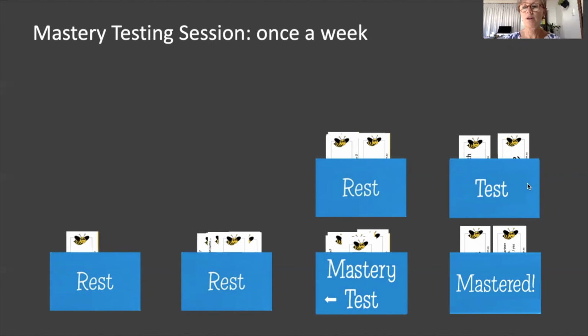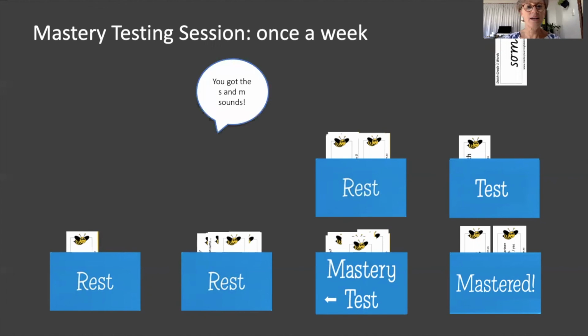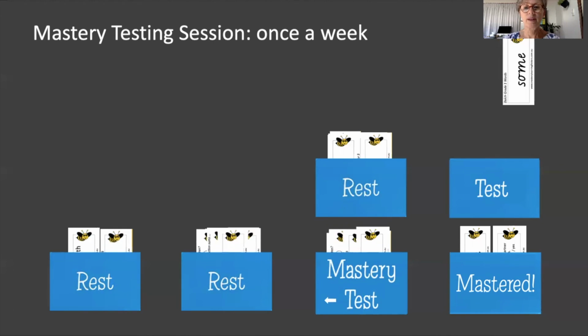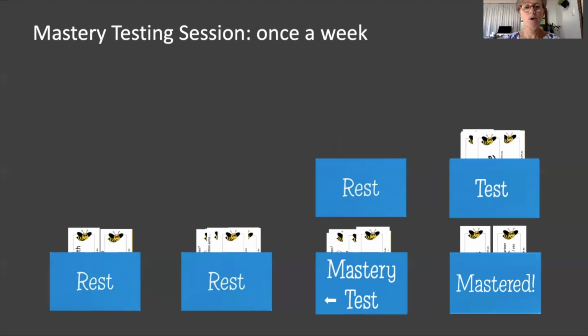18 divided by 3 was remembered. The word was not recognised, so it is set aside and discussed. We could say you got this and the sounds, and then talk about how they might be able to remember that next time. And who is friends with 5 was recalled. That flashcard that wasn't correct returns to the same pocket, and the bundle in the rest pocket moves forward.